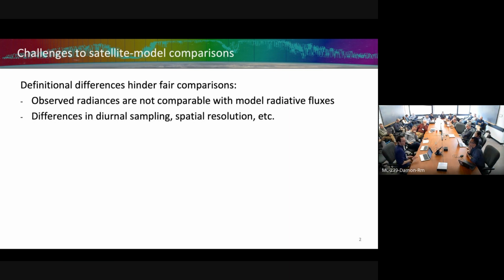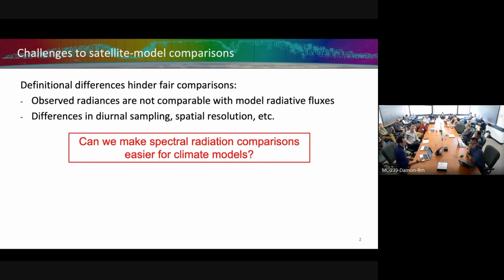But hopefully the tool that I've built can really help make these comparisons with these direct observations as easy as the comparisons that we're already doing with CERES and those reanalysis products.